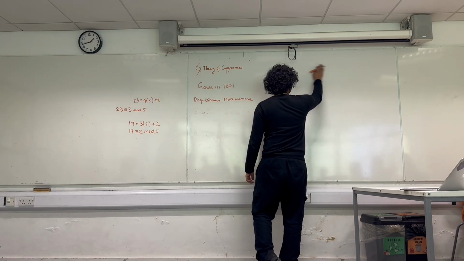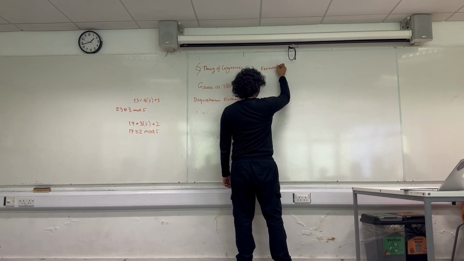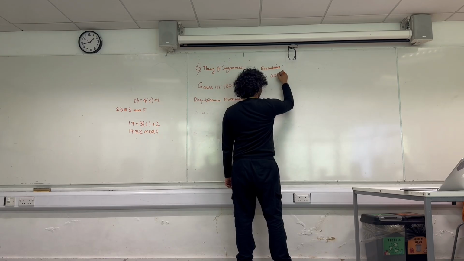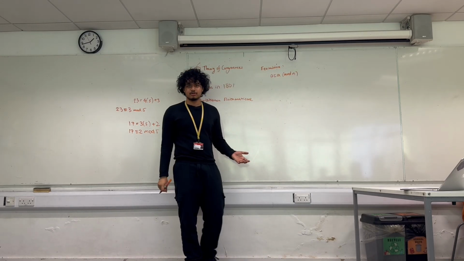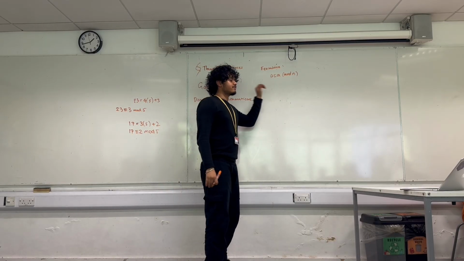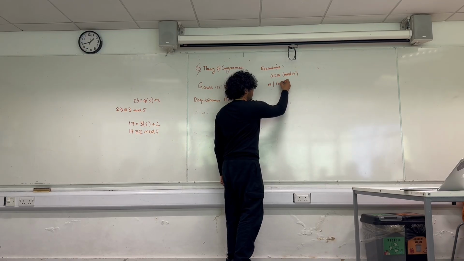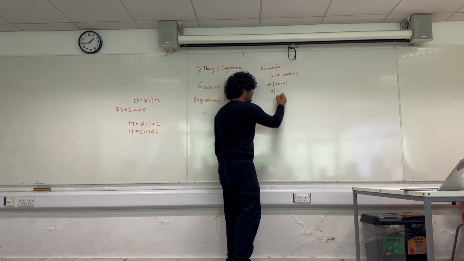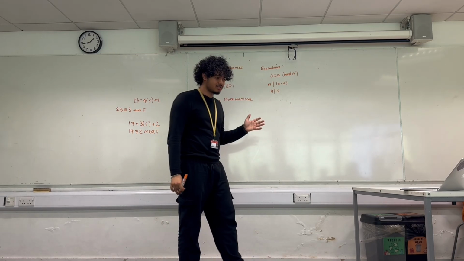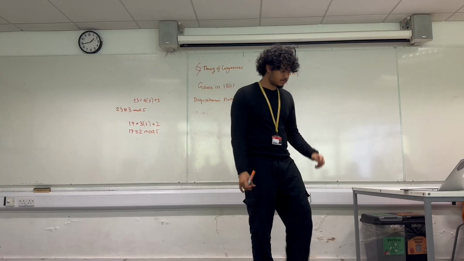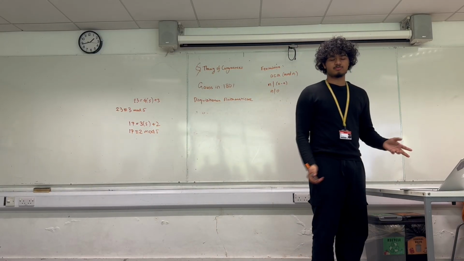So the first axiom is the equivalence, which is a is congruent to a mod n. This one is very trivial, because if we use the definition where n divides the difference, n is going to divide a minus a, so n divides 0. But any integer divides 0, hence n can really take on any single value. So that's a very trivial result. That's also known as the reflexive property.